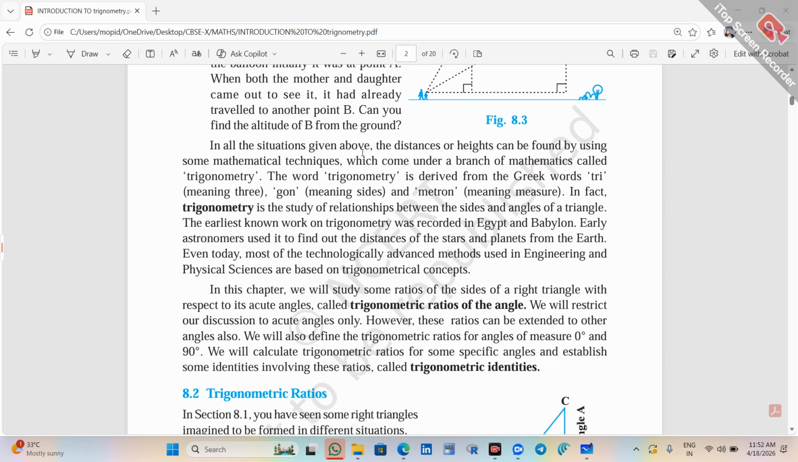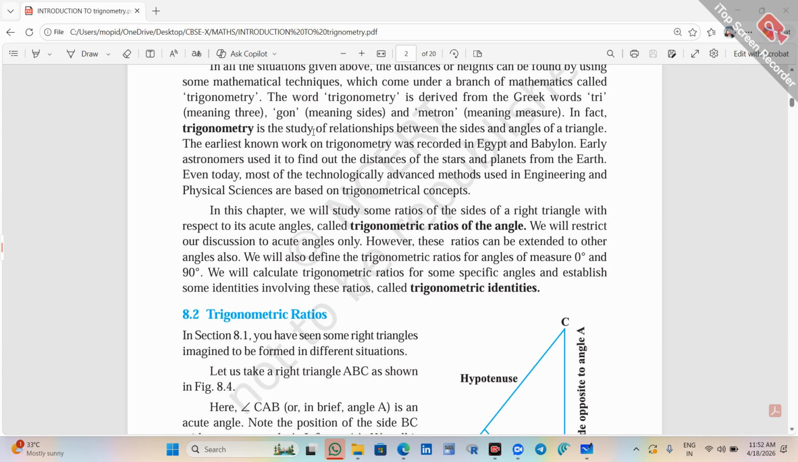See here, in all the situations given above, the distances or heights can be found by using some mathematical techniques which come under a branch of mathematics called trigonometry. The word trigonometry is derived from Greek words. Tri means three, gon means sides, and metron means measure. Three sides measure. In fact, trigonometry is the study of relationships between sides and angles of the triangle. The earliest known work on trigonometry was recorded in Egypt and Babylon. Early astronomers used it to find out distances. This is trigonometry. You have to know this one.